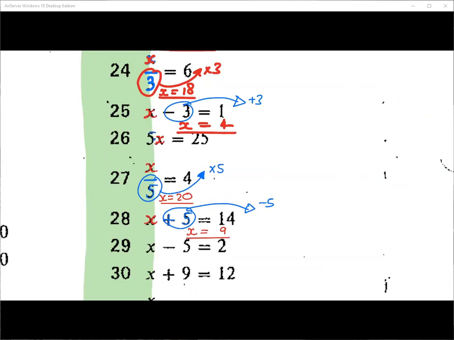5x equals 25. So you're going to move and do the opposite of what? Opposite of times by 5. 5x is basically 5 times by x. The opposite of times by 5 is divide. So what's 25 divided by 5? It's 5.